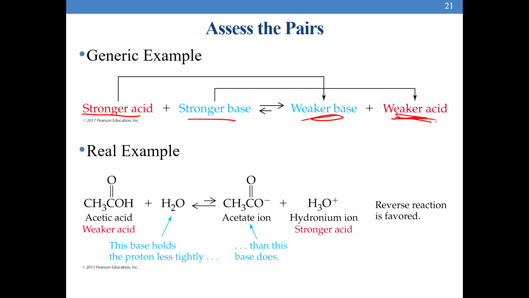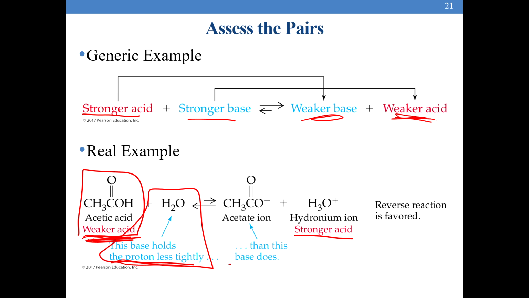So here's a real example. I've got a weaker acid, so acetic acid is not one of the 6 to memorize, so by default you should know he's one of the weaker ones, okay? I already told you water's weak, okay? So the weaker acid here, this base holds this proton less tightly. Ultimately, we're producing a stronger acid on the product side because this base holds his proton less tightly than this.